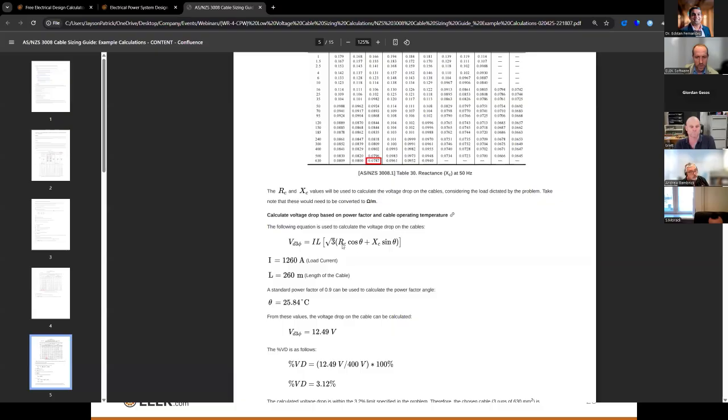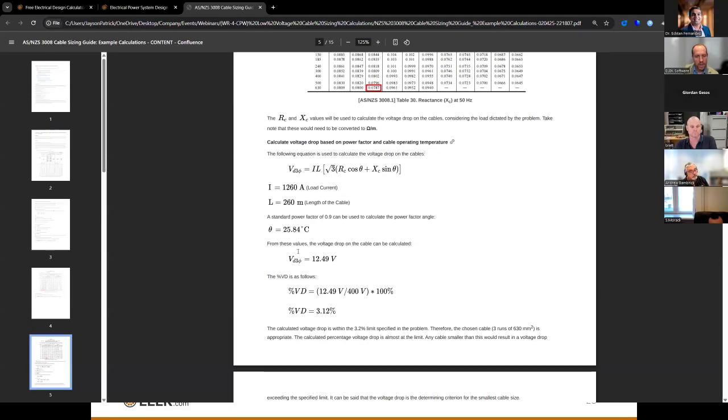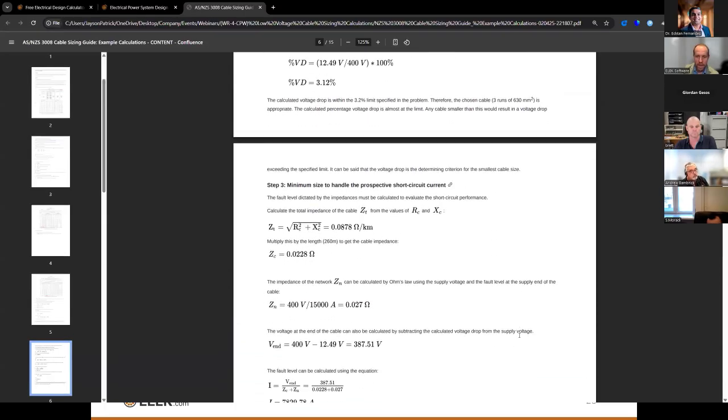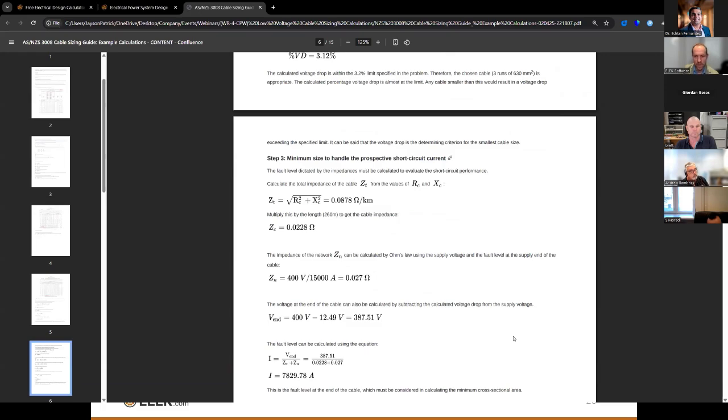This is the accurate voltage drop calculation, and we're using current, the length of the run, resistance, reactance, and power factor. We're calculating voltage drop in volts, and we convert that to a percentage, 12.49 divided by 400, and we arrive at a percentage which is below 3.2%. So to meet current capacity and voltage drop requirements, 3 sets of 630 square mil over this long run. But we still need to check short circuit rating.